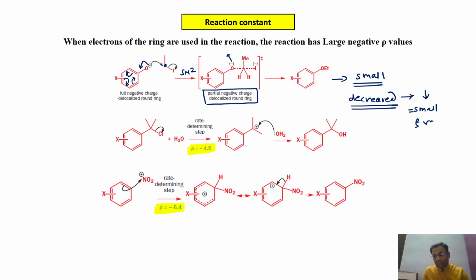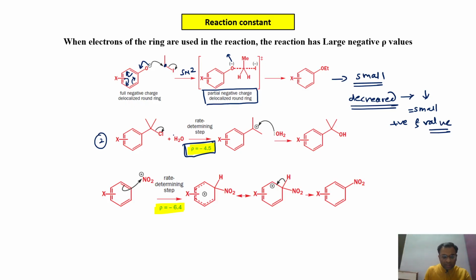It will have a very small positive rho value. Sorry, it will have a very small negative rho value, as electron density is going away from the reaction center. In the second reaction, we have a moderate negative rho value.